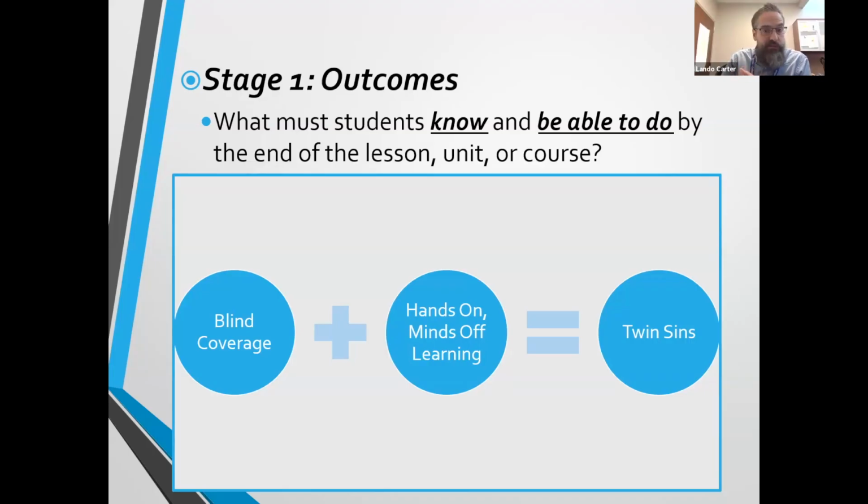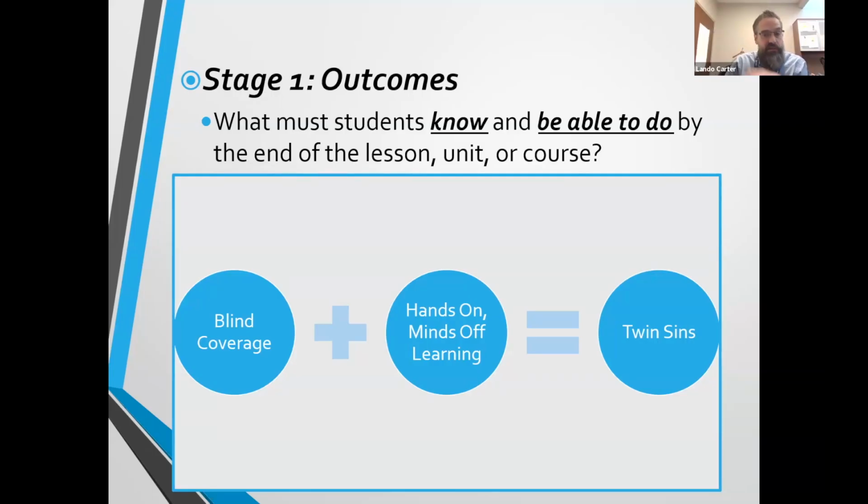If you set your outcomes first, you're going to avoid what's called blind coverage, meaning that I just am marching through a textbook. I'm marching through a novel. I really don't know where we're going except we're going forward. That's one of the major, major sins, as Wiggins and McTighe call it, of design.